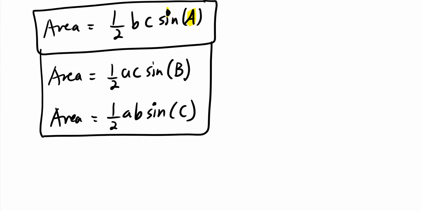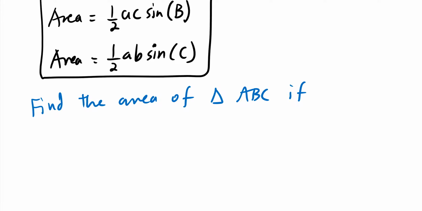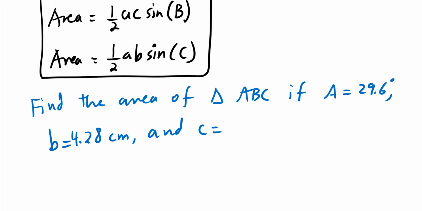The next thing to always do is really look at an example. So let's say, find the area of triangle ABC if angle A is 29.6 degrees, side B is 4.28 centimeters, and side C is 5.33 centimeters.